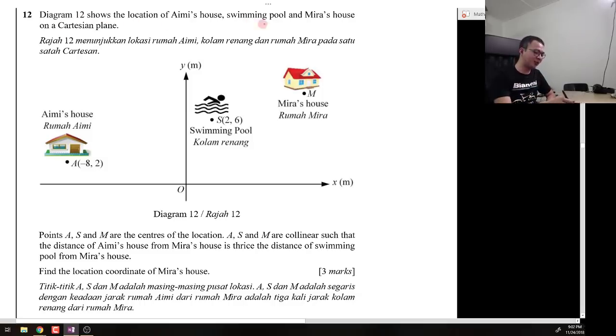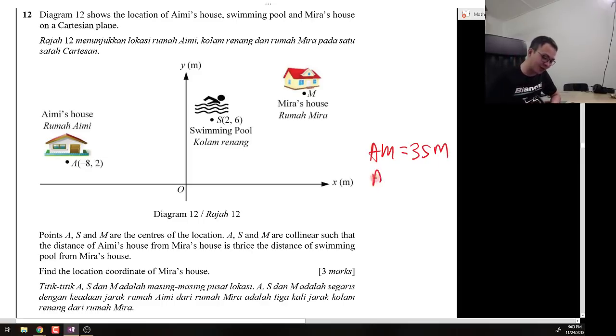The diagram 12 shows the locations of Amy's house, the swimming pool, and Mira's house. At ASM, you have A, S, and M. A stands for Amy, S stands for swimming pool, M stands for Mira. ASM are the coordinates such that the distance from Amy's house to Mira's house, that means AM, is 3. The distance from the swimming pool to Mira's house is 1, SM. So this is the information we have.